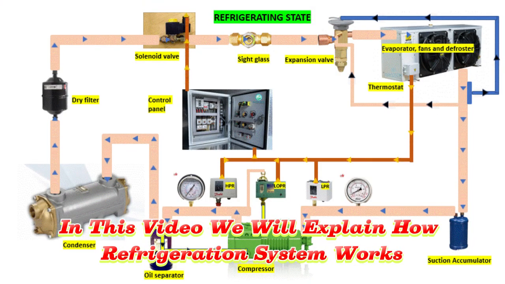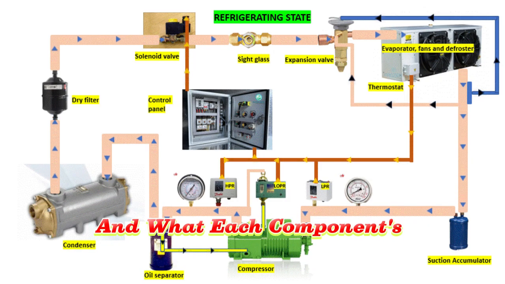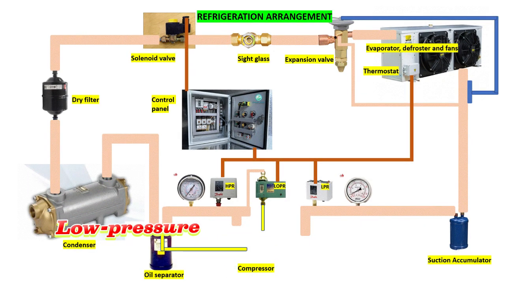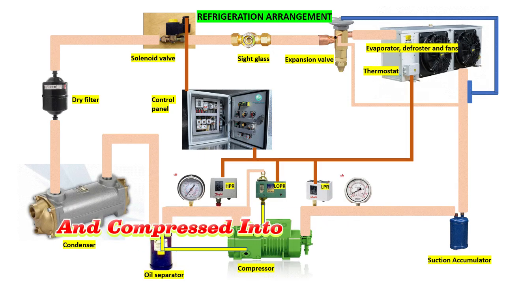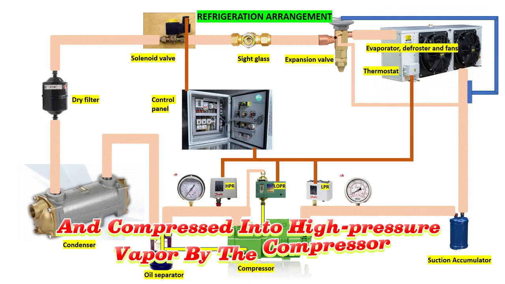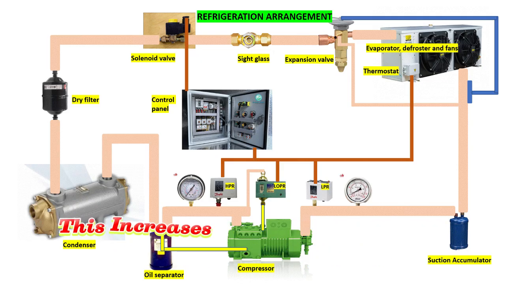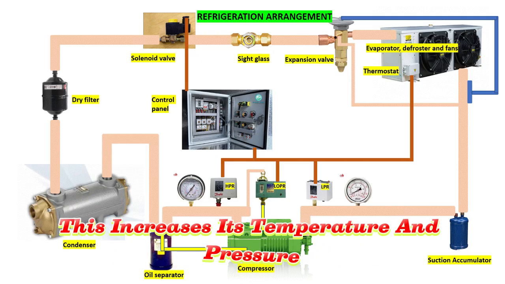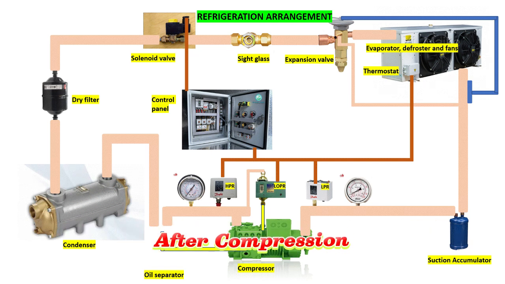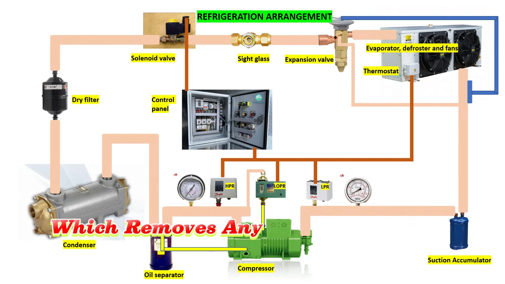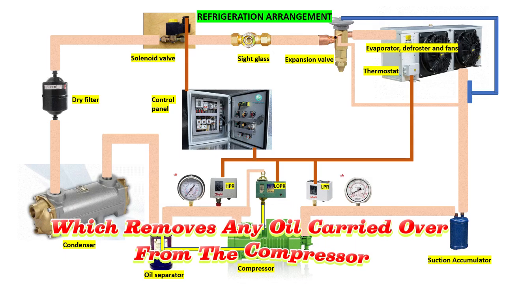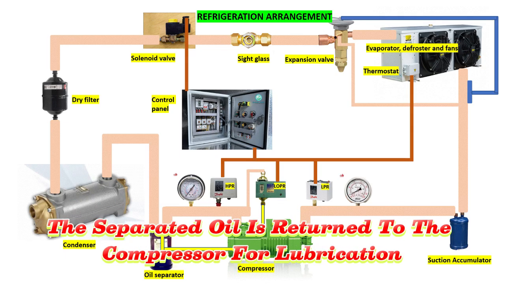In this video, we will explain how the refrigeration system works and what each component's function is. Low-pressure refrigerant from the evaporator is sucked in and compressed into high-pressure vapor by the compressor. This increases its temperature and pressure. After compression, the refrigerant passes through the oil separator, which removes any oil carried over from the compressor. The separated oil is returned to the compressor for lubrication.